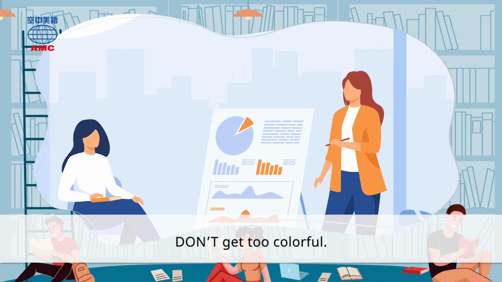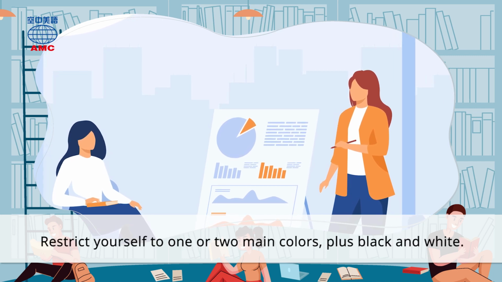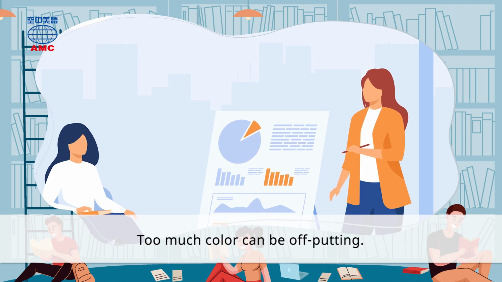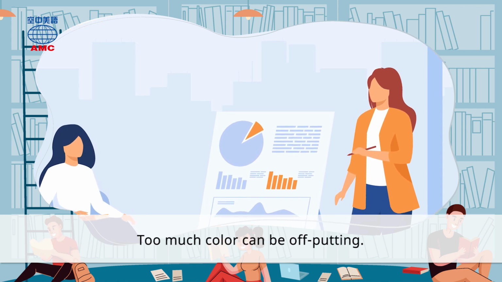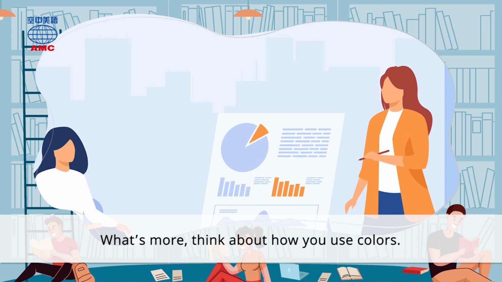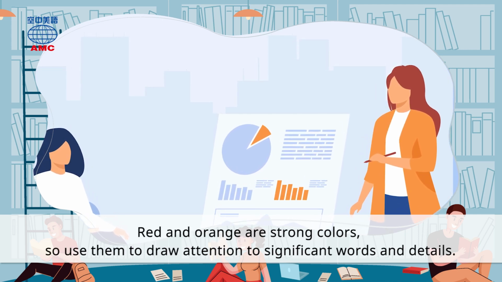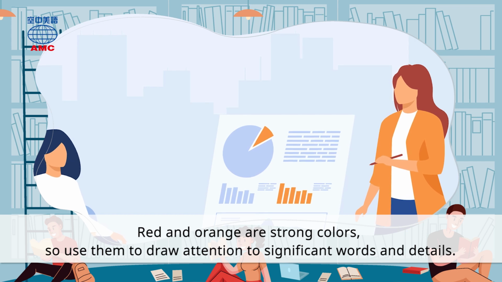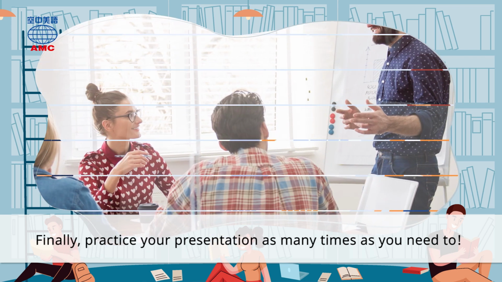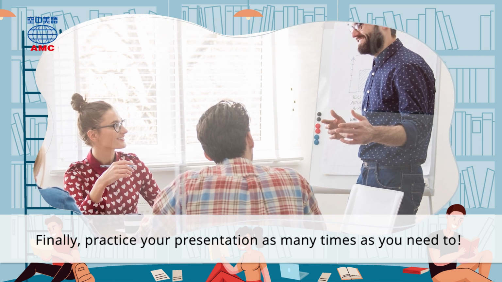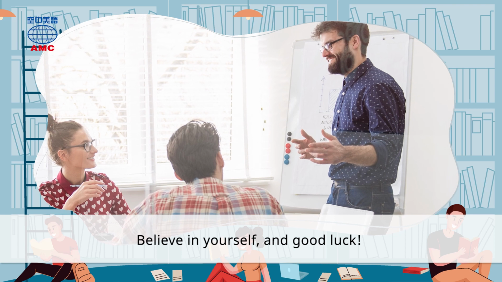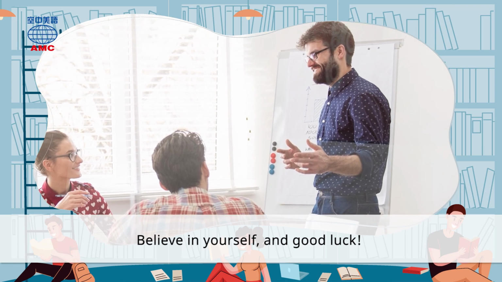Don't get too colorful. Restrict yourself to 1 or 2 main colors, plus black and white. Too much color can be off-putting. What's more, think about how you use colors. Red and orange are strong colors, so use them to draw attention to significant words and details. Finally, practice your presentation as many times as you need to. Believe in yourself, and good luck!